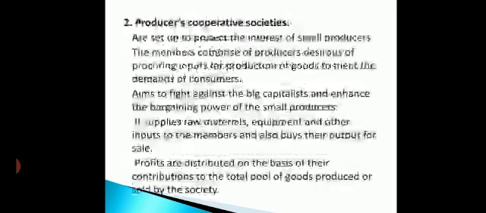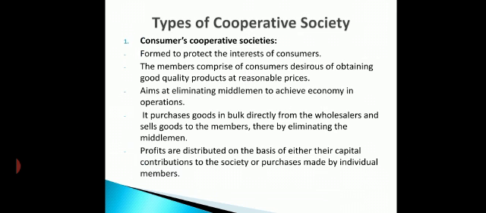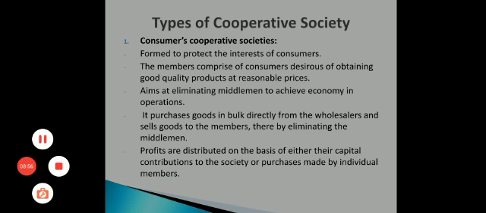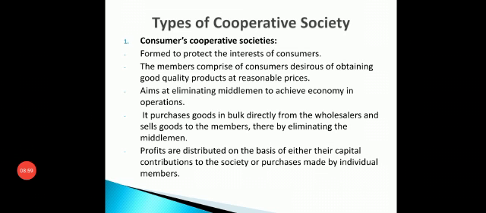The next topic which we are going to deal with today is types of cooperative societies. So the first type of cooperative society is the consumers cooperative society. Consumers cooperative societies are formed to protect the interest of the consumers. The members comprise consumers desirous of obtaining good quality products at reasonable prices. This particular type of cooperative society aims at eliminating middlemen to achieve economy in operations.